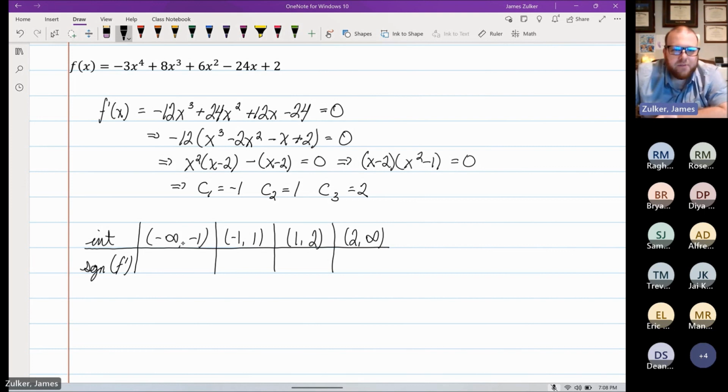Take any value, plug it back into f prime. Now, here's an easy way of doing it. Let's just pick -5. Why not? If you plug -5 in here, you get negative, right? Here you'll get positive. So negative value times positive value is negative. But remember, we divided out by a -12. So this value is positive.